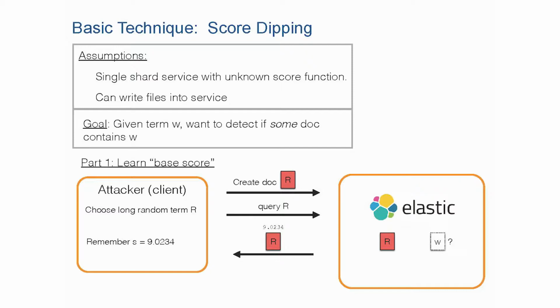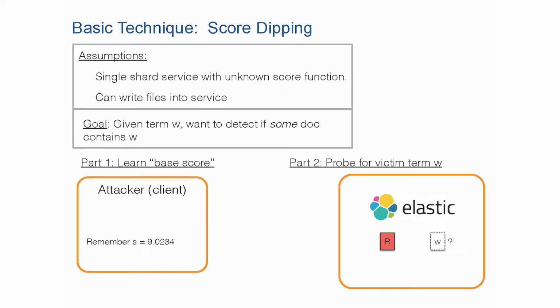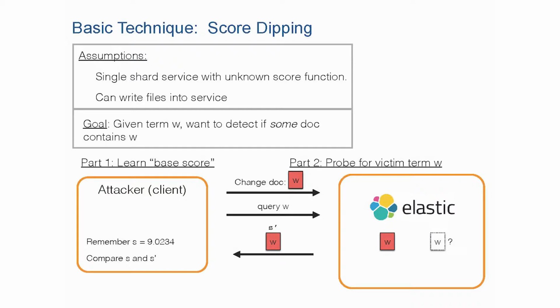So we've queried that, and now we're going to probe for the victim term W in the second part. Here, we go to our document that we previously created, and we overwrite that long term to now contain the term W. And then we search for W. Access control will prevent us from seeing the victim's document. We're not going to get that one back. We get back our own document, maybe other stuff, and then the question's easy to answer. We generally expect to only get back our document, but it might have a different score. Let's call that score S prime. We're going to compare the score S prime to S.